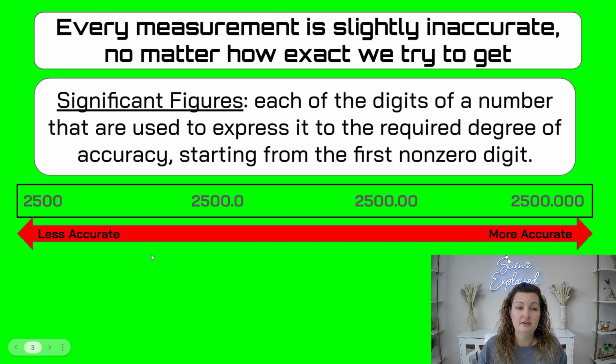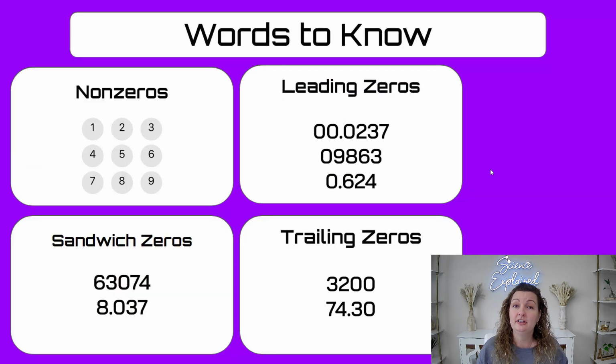But if you look at some of these numbers, we have 2,500, and this is going to be the least accurate we can get out of these numbers listed here. As we get into our decimals, we are getting more and more accurate the more decimal places that we have, okay? Even though they're zeros, it's still more accurate. So here's some words you're going to need to know.